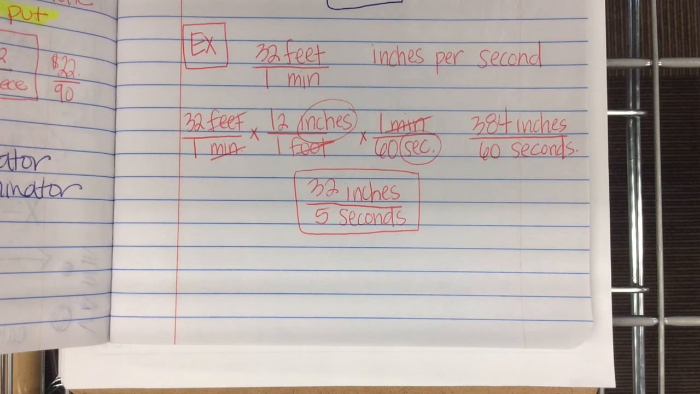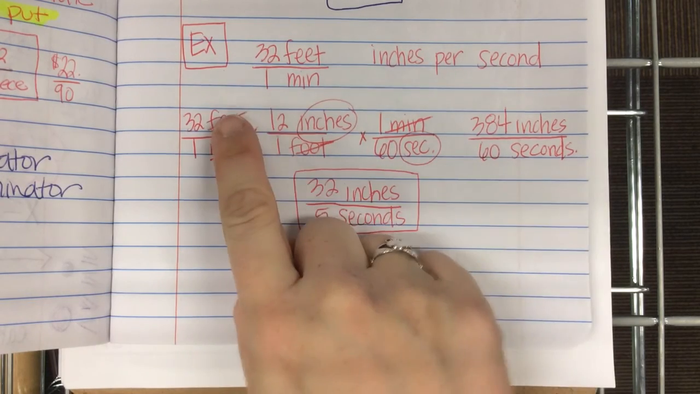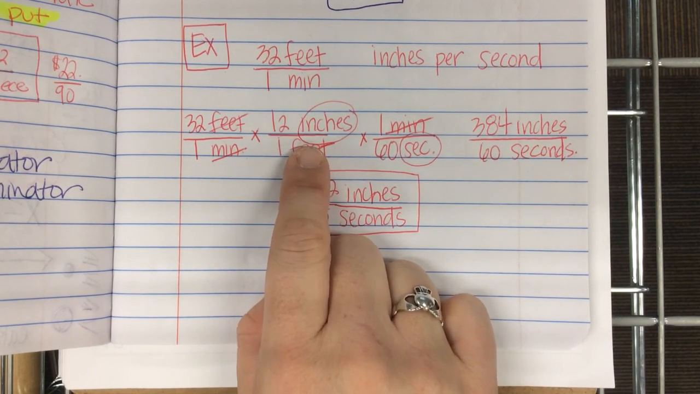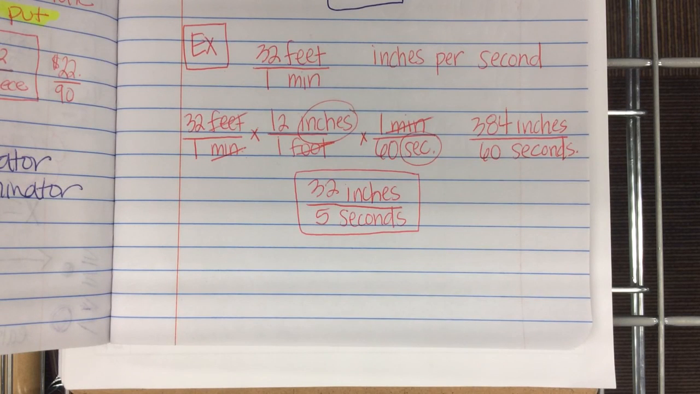The hardest part about conversions is that you have to write it out. You need to put your labels opposite each other so they cancel out. If the label is in the numerator, its buddy has to go in the denominator so they cancel out.